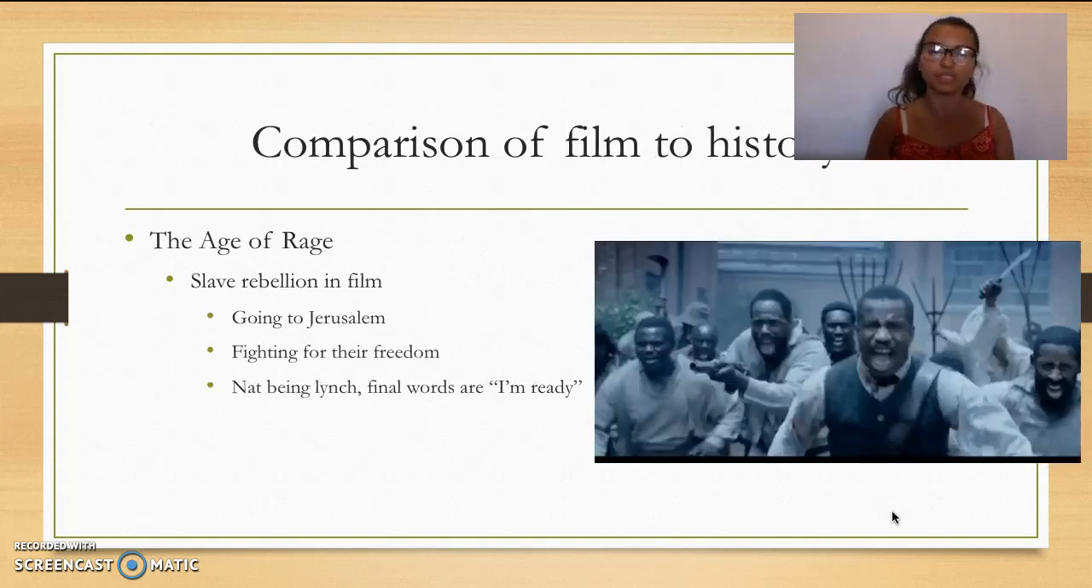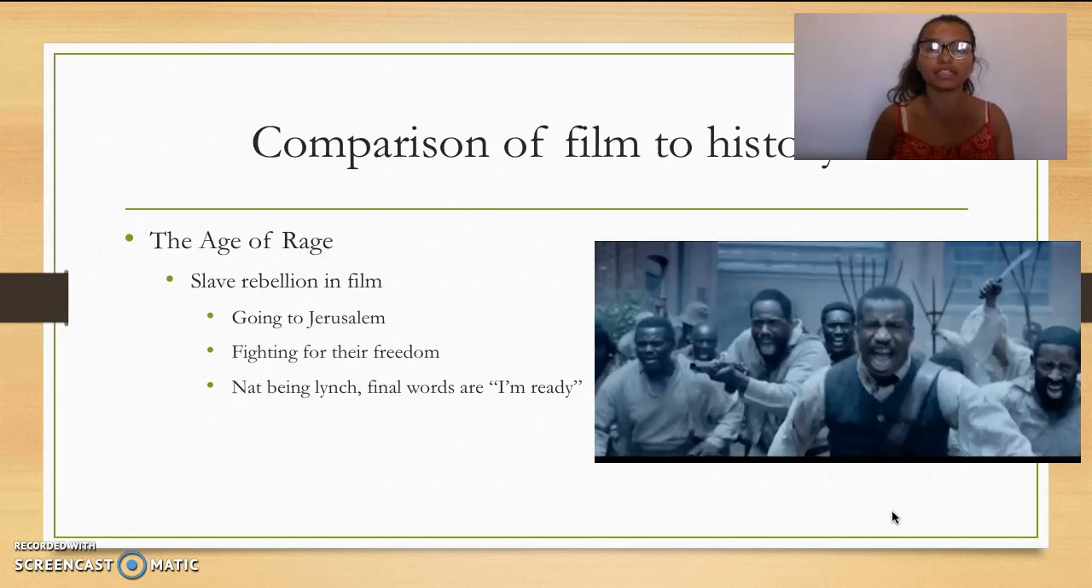The last thing I'm going to discuss was the film's comparison to history. In the After Slavery clip that Dr. Smith put up, he talked towards the end of it about the age of rage, and using violence to get your point across, basically. And so the example of this would be the slave rebellion in the film.